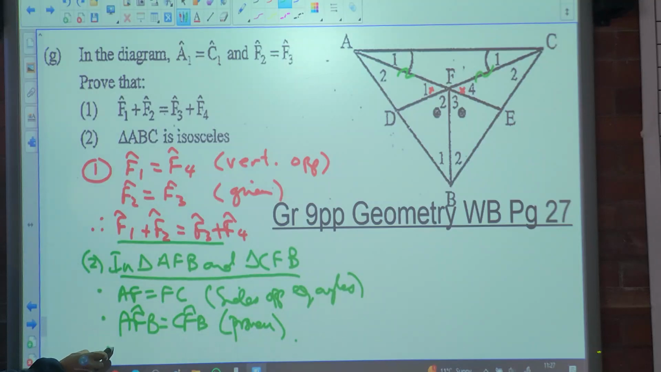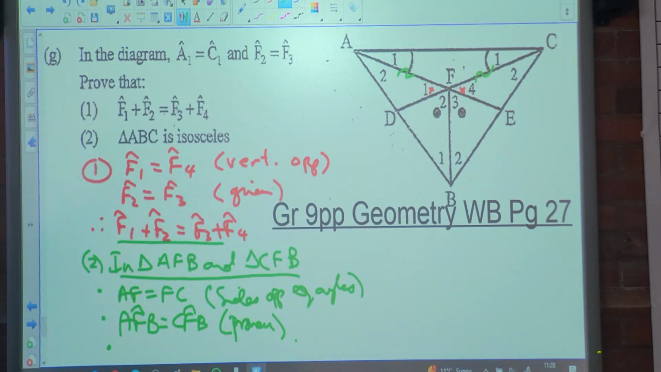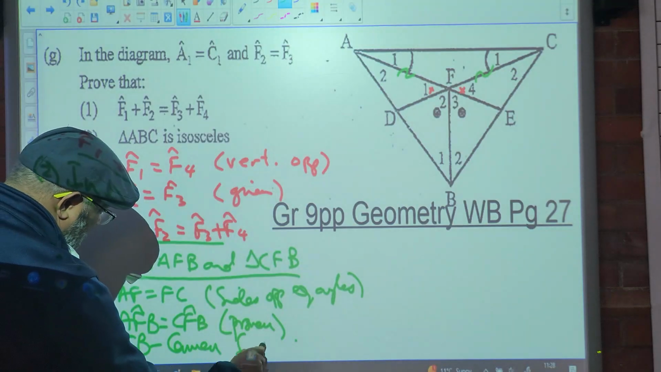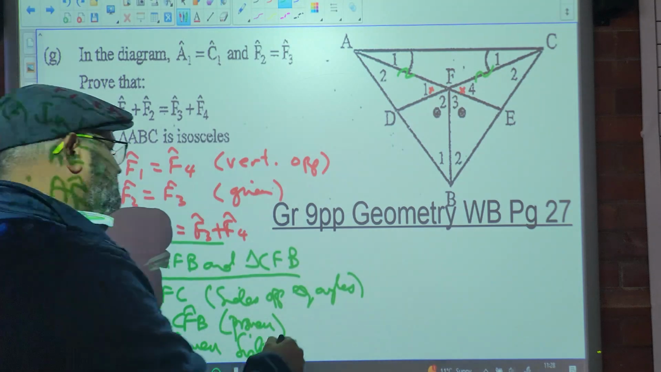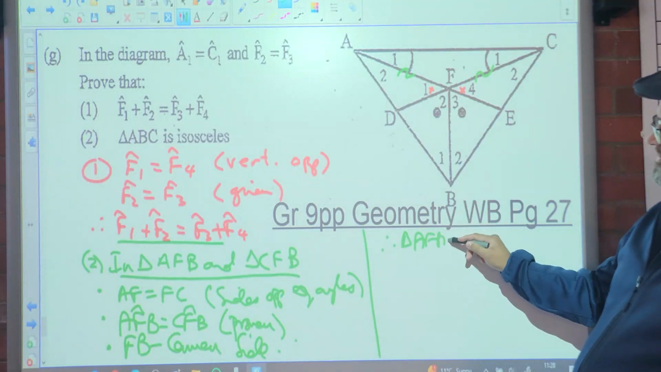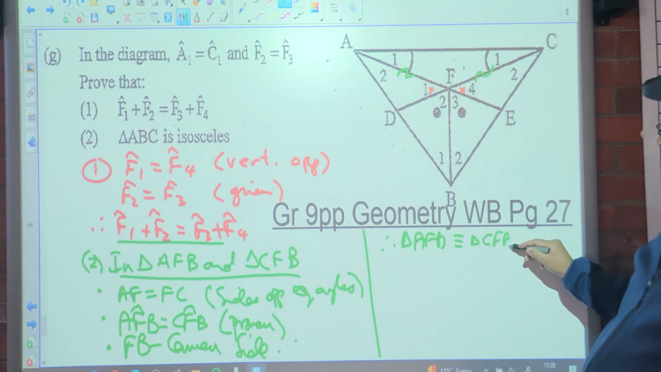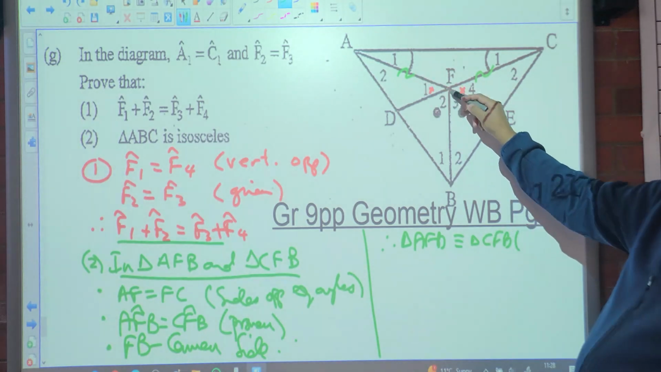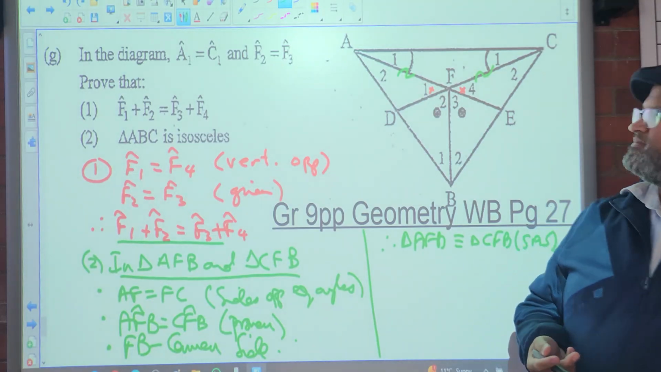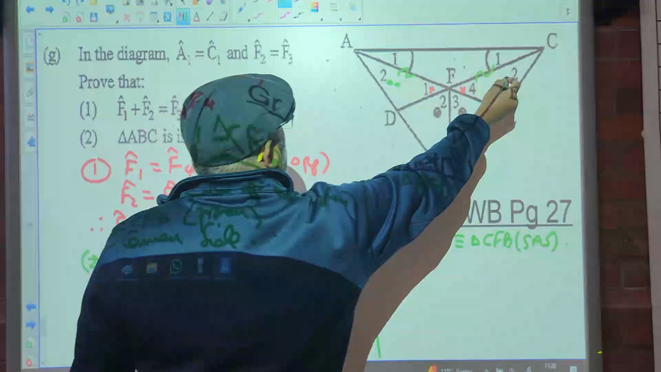Thirdly, what's the third piece? What's the third thing we can say about this? FB is a common side. So in conclusion, we can say therefore, triangle AFB is congruent to triangle CFB. Why? Side, angle, side. But they have answered the question. So now we can say therefore A2 has to be equal to C2.